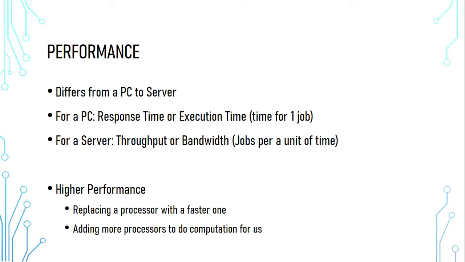So, how to improve performance? We can get high performance easily by replacing a processor with a faster one or adding more processors. The first one is usually achieved by technology advancements, and the latter one is attained by parallelism, parallel processing.